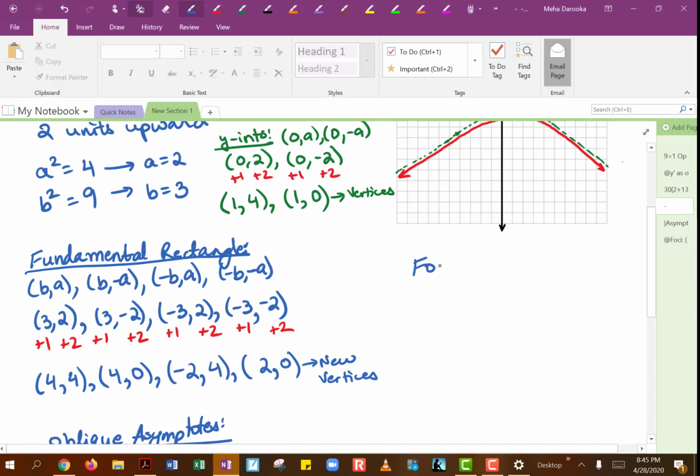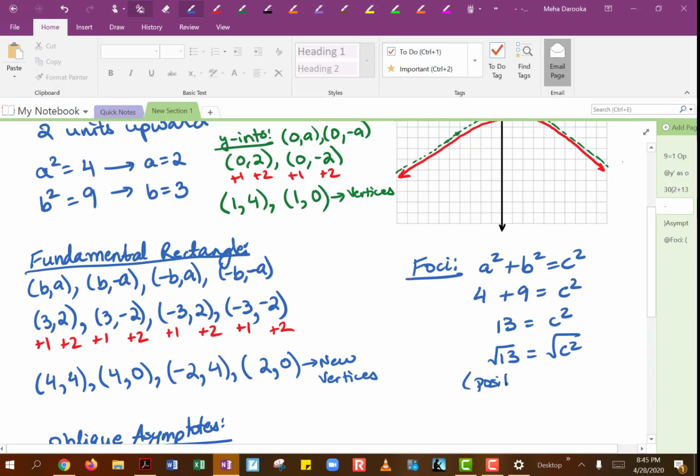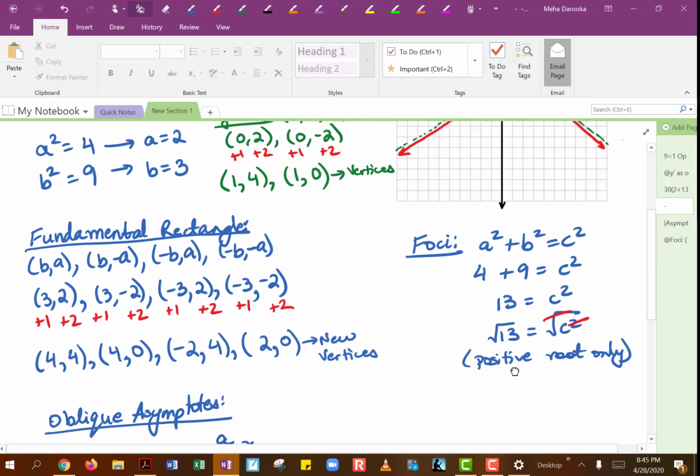So original relationship, a square plus b square equals c square. A square is 4, b square is 9. Again, that adds up to 13. Take a square root on both sides. We're again only keeping the positive root. And we will end up getting c equals square root of 13.